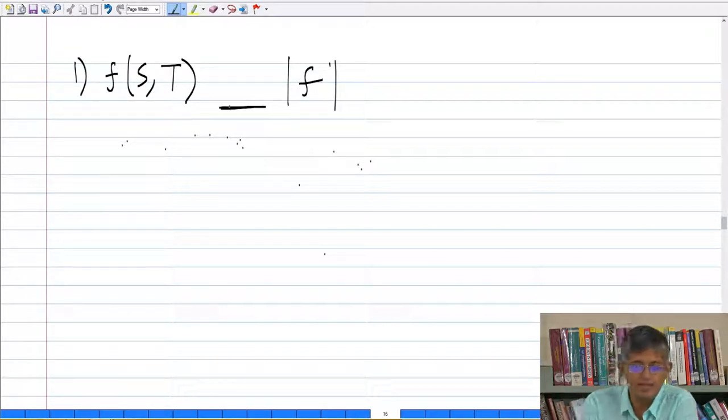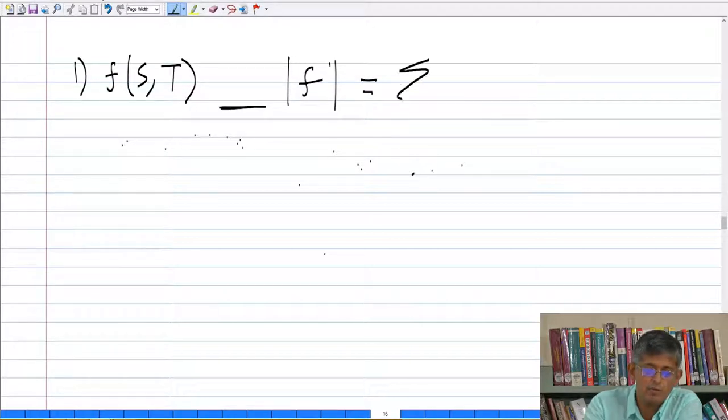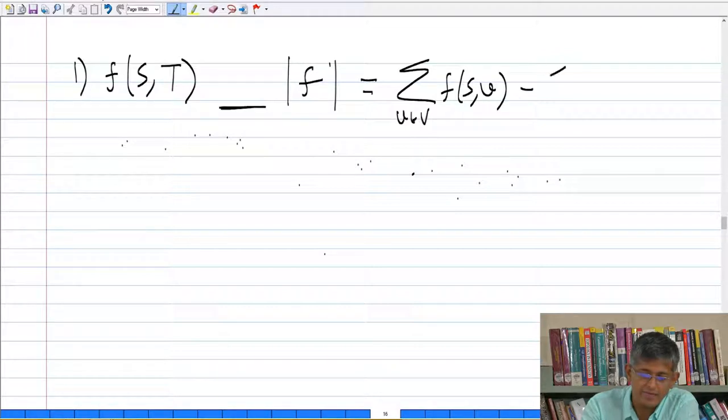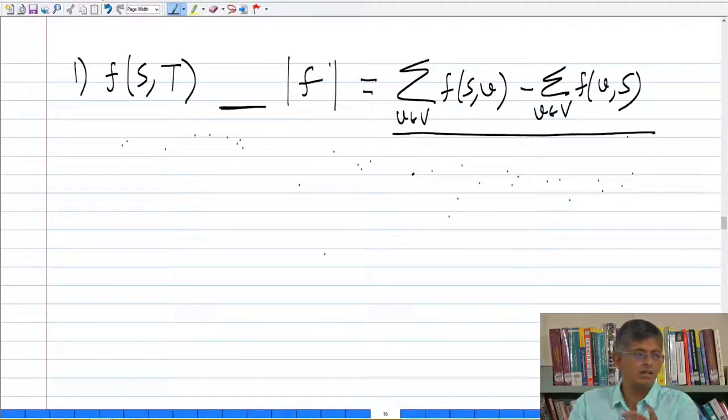So, f is a flow. Let me write it down. What is the value of the flow? It is the effective amount of current that is flowing out of S. That is summation over v belonging to V of f(S, v) minus summation over v belonging to V of f(v, S). This is the net current, or the net flow, coming out of the vertex S. That is the definition of the value of the flow.